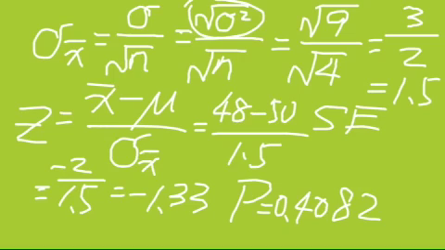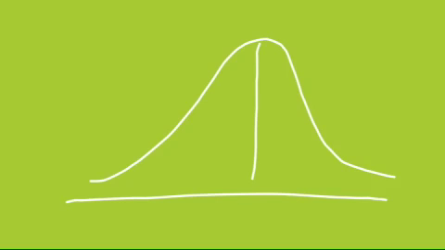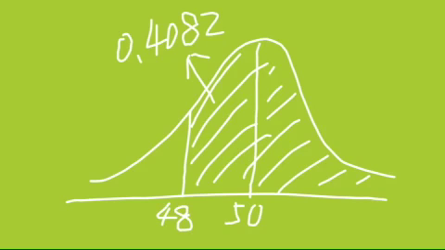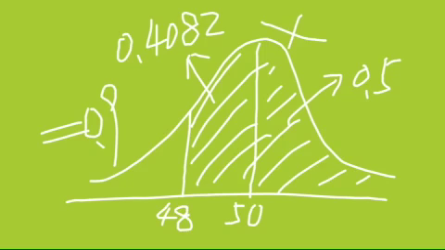0.4082. And it has not finished yet, because when we visualize it, we found that the population mean is here and our x bar is here. We want to know the probability larger than 48. So this part is 0.4082, while this part is 0.5. So when we add them together, then we get 0.9082. So this is the final answer for this question.